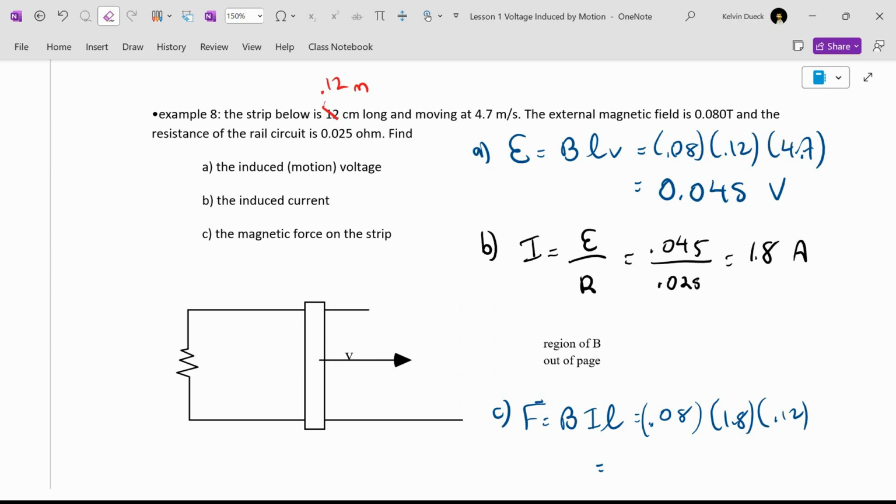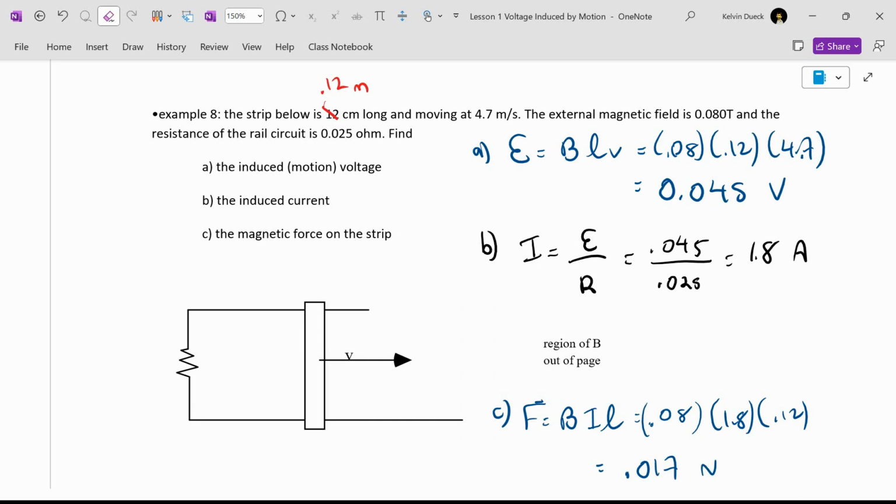0.17? So 0.17? Anybody else? 0.017. Anybody else? I want to make sure. No? Yeah, 0.017.